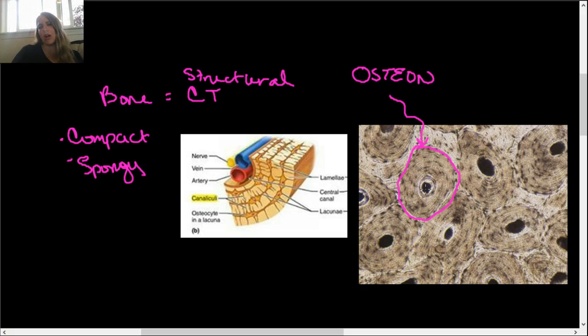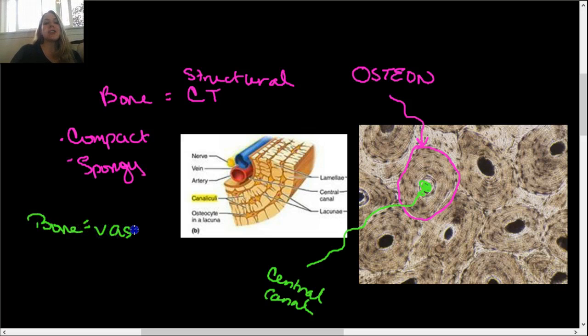Let's just start off with that thing we've already talked about, the central canal. That's this thing in the middle. I'm just going to color it in. So this is your central canal. And the central canal is very important to bone because whereas cartilage tissue was avascular, it did not have blood vessels, bone is vascular.